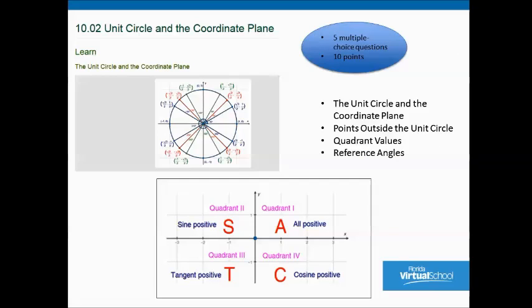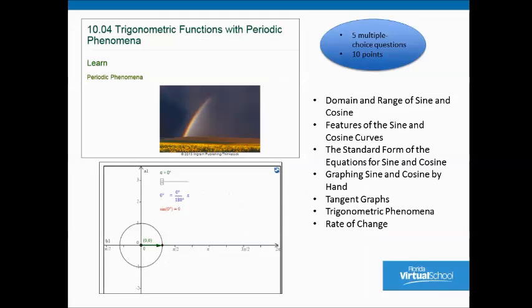10.02 is a unit circle and the coordinate plane. There's quite a few graphics in this lesson. It reviews the unit circle itself and also the different quadrants. Students are responsible for learning the unit circle and the coordinate plane, points outside the unit circle, quadrant values, and reference angles. The assessment for this lesson is 5 multiple choice questions worth 10 points.